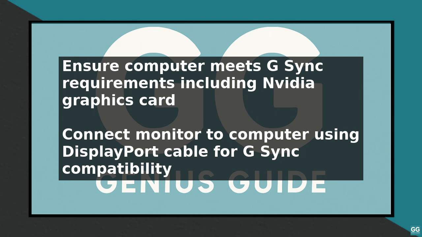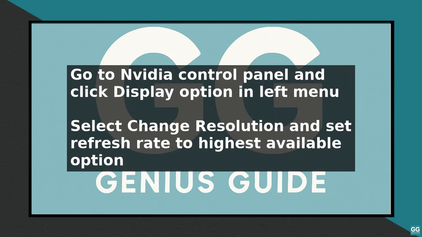Next, go to the NVIDIA control panel, which can be found in the Start menu or by right-clicking on the desktop. In the control panel, click on the Display option in the left menu. Then select Change Resolution. Here, make sure the refresh rate is set to the highest available option, which should match the refresh rate of your monitor.